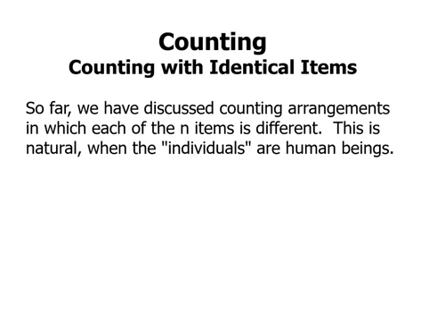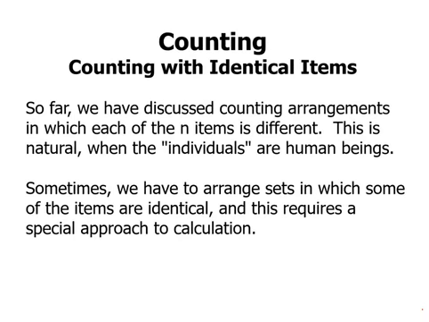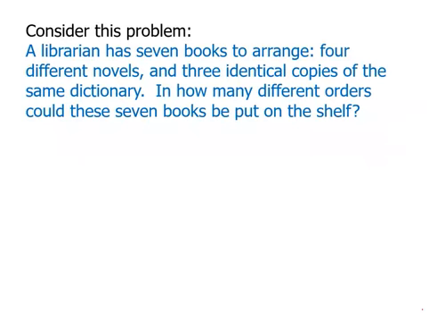So far, we have discussed counting arrangements in which we've been assuming that each of the n items is different, that we have n unique items. And this is certainly natural when the individuals are human beings. Each human being is different, and each human being is unique. Sometimes we have to arrange sets in which we're talking about objects, and some of these objects are identical. And this requires a special approach to calculation.